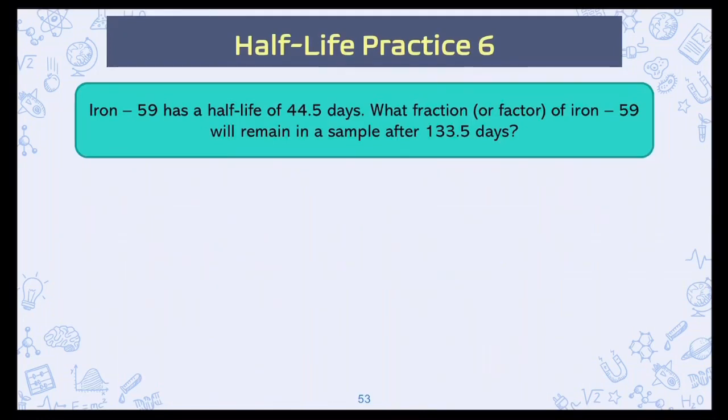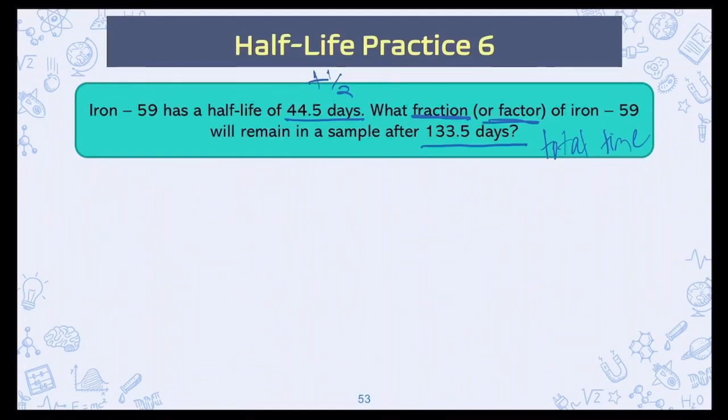Let's look at our next problem. Iron 59 has a half-life of 44.5 days. So this number here represents the T1 half. What fraction? So this time we're not looking for an actual final mass or an initial mass for that matter. We're just simply looking for a fraction or factor of iron 59 that will remain after 133.5 days. So this number here represents our total time.